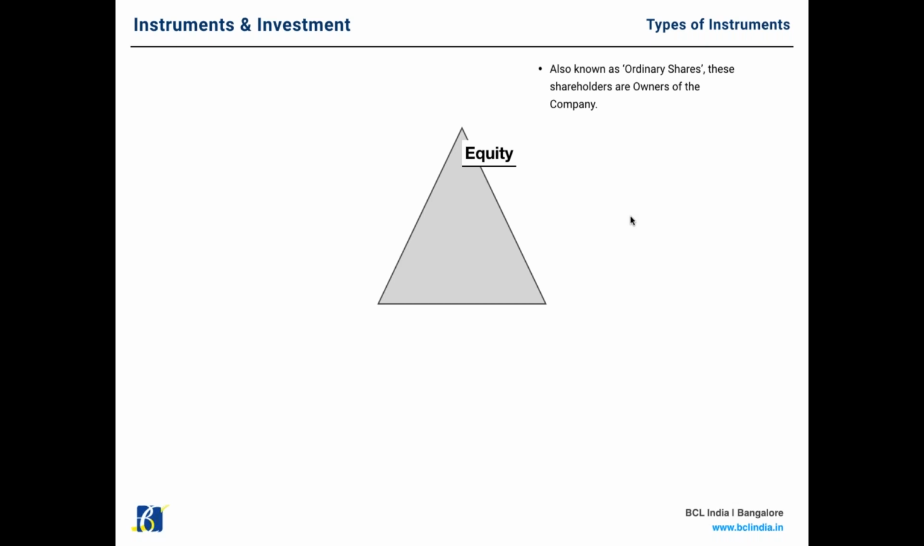What are the different instruments that are available to an investor to put money into the company? There are three. You have equity, you have preference, and you have options. So let's look at equity first. Equity shares are known as ordinary shares. So these are the primary owners of the company.